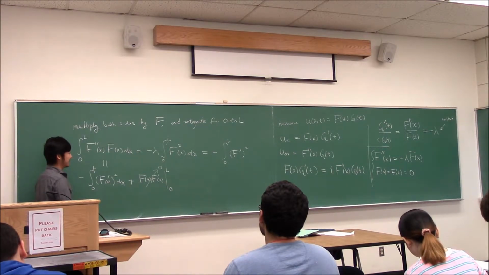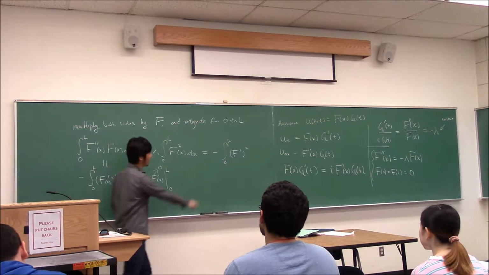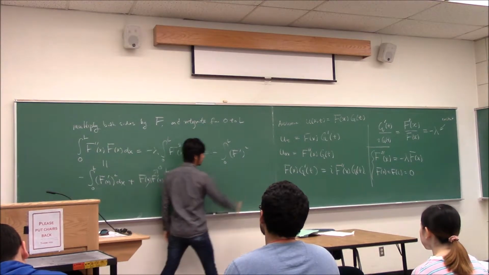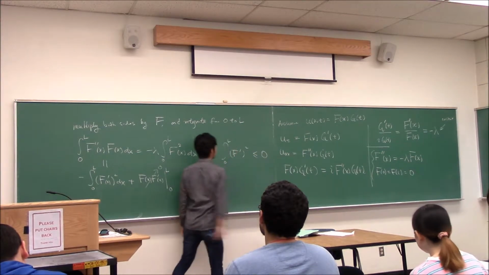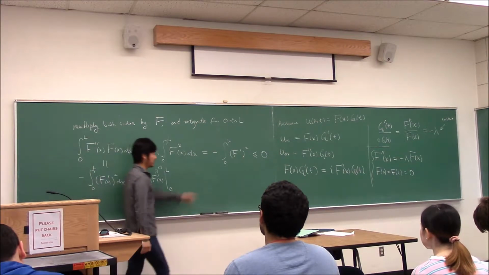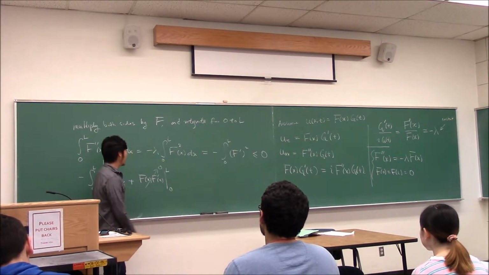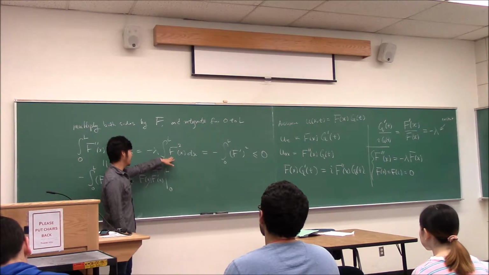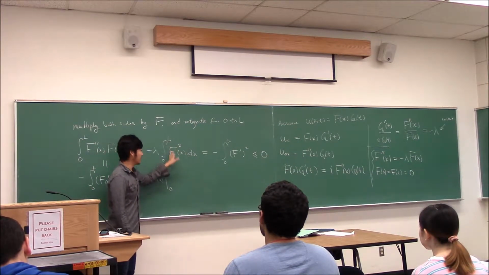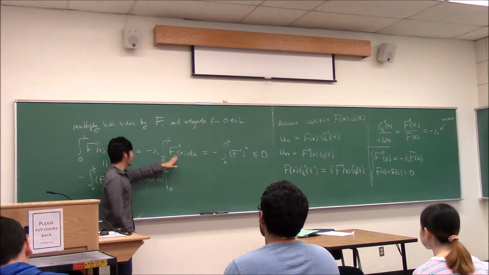And so now you can kind of see that this side is not negative, because you're integrating something squared, and then you have the negative here. And over here, you're also integrating something squared, so this is going to be non-negative. Did I say non-negative? I meant non-positive. Anyways, this is non-negative.